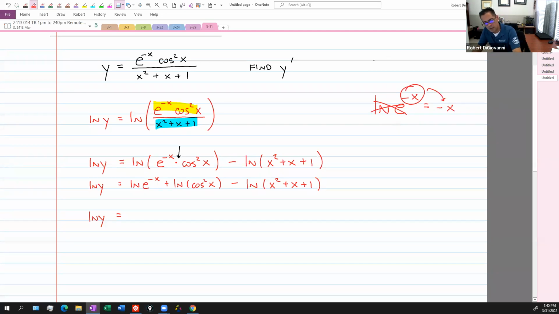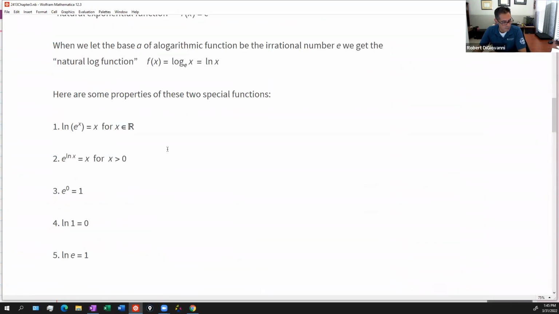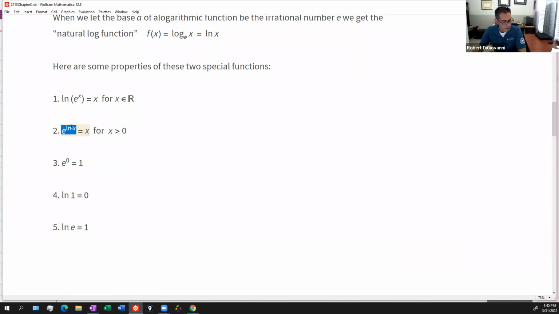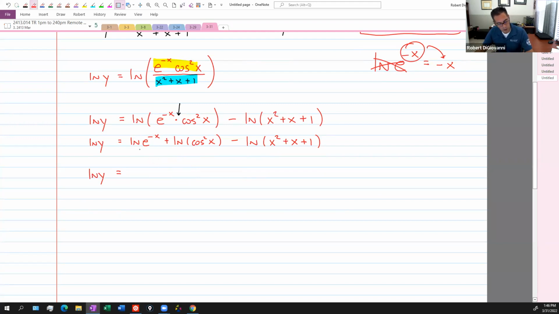There's actually a property: natural log of e to the box is equal to the box, right? That again is a property from college algebra. It's in our notes. If you need to go back and look, it's right here. e to the natural log of x is x, but so is natural log of e to the x. It also is x. So that means this first part just becomes negative x. I have not taken a derivative. I'm still just doing algebra.